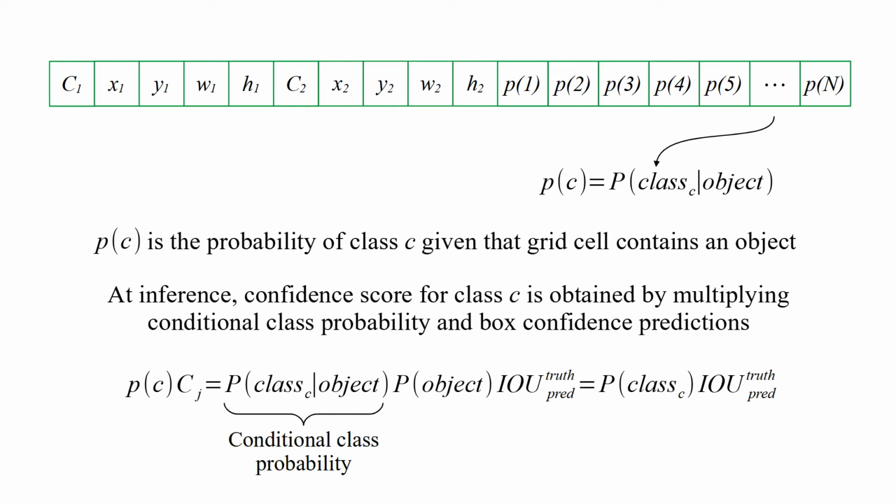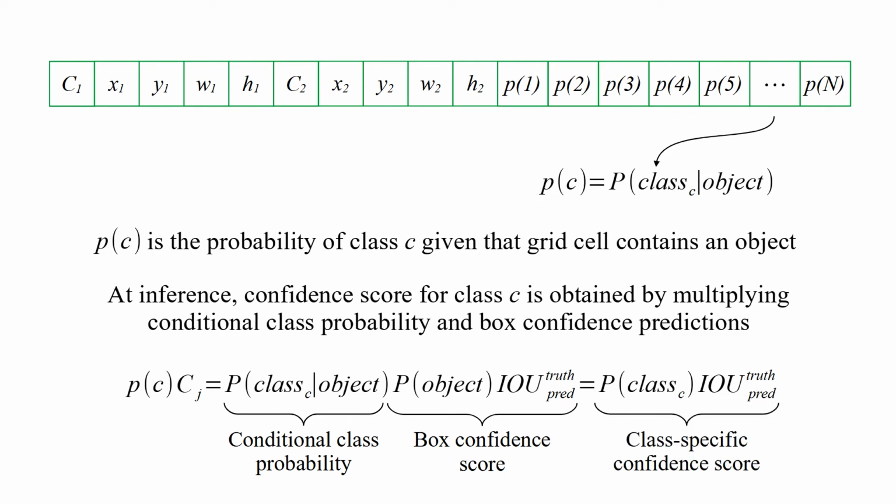Conditional class probability is multiplied with box confidence score, and the result is the class-specific confidence score, which indicates the probability of class C inside the box and the accuracy of the box.